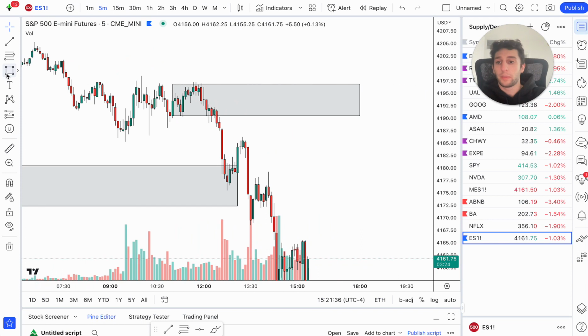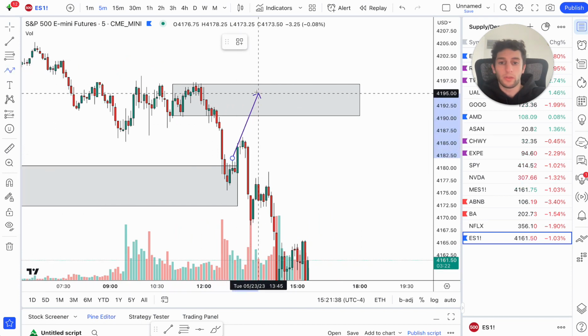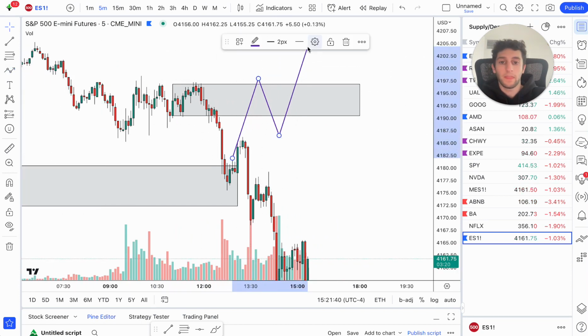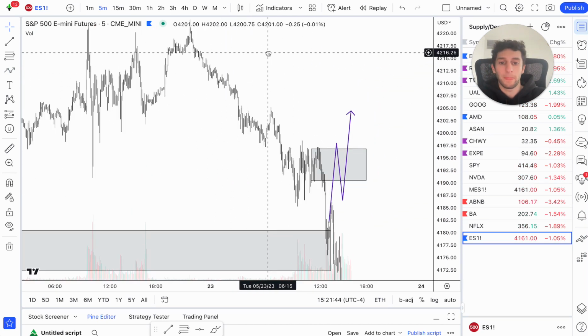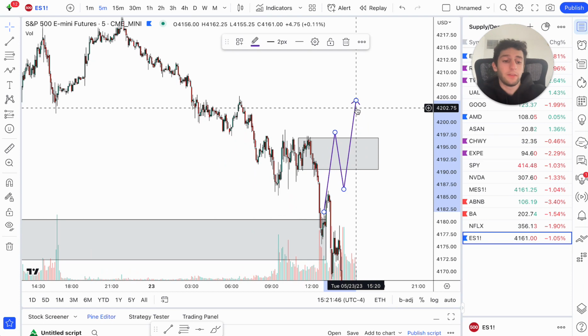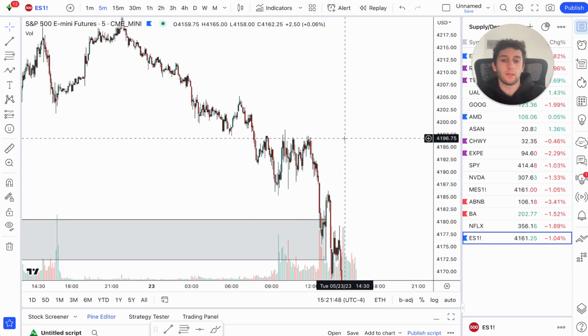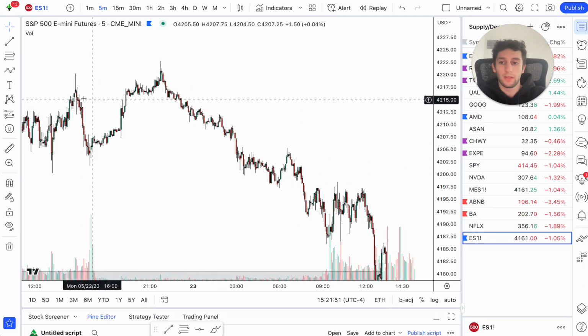If price were to bounce up above this supply, then I would look for a pullback to get long, targeting the highs all the way up here. Okay? And you can even use this for literally anything, right? Throughout this entire day.